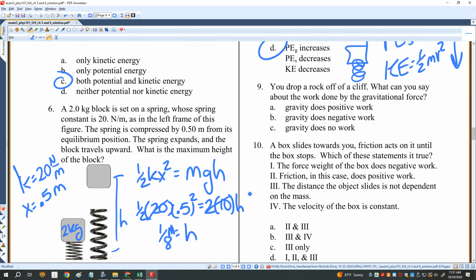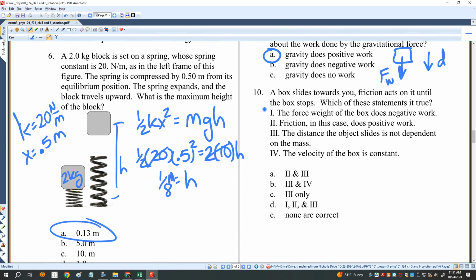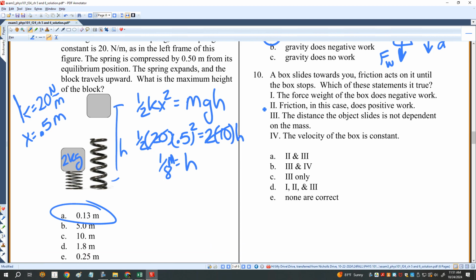Drop a rock off a cliff. What can you say about the work done by the gravitational force? Well, the displacement is in that direction, and the force due to weight is also in that direction, so that is positive work. The box slides towards you and friction acts on it until it stops. The force weight of the box does negative work? No, it actually does 0 work because it has no vertical displacement. Friction in this case does positive work? No, it's taking energy away, so it does negative work.